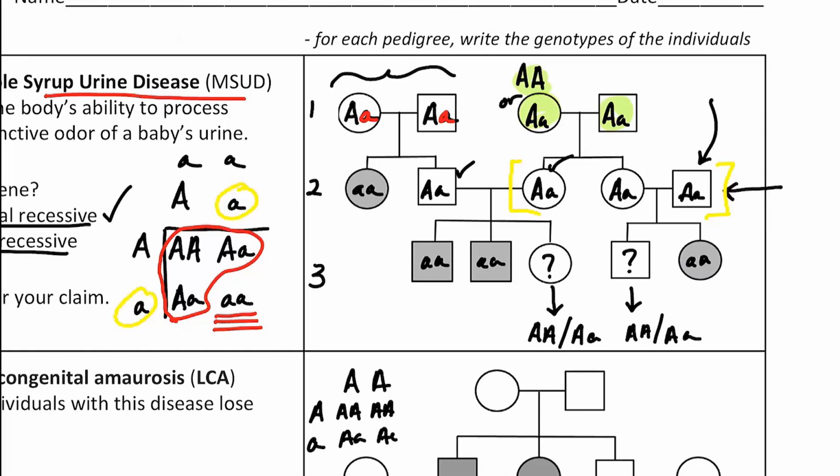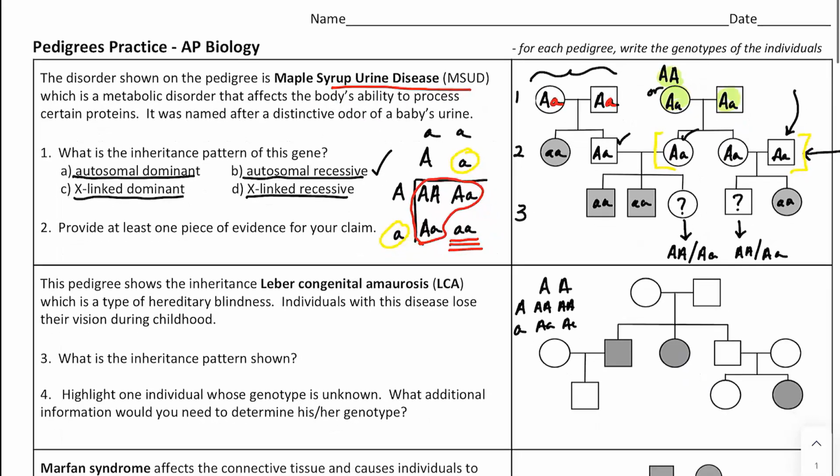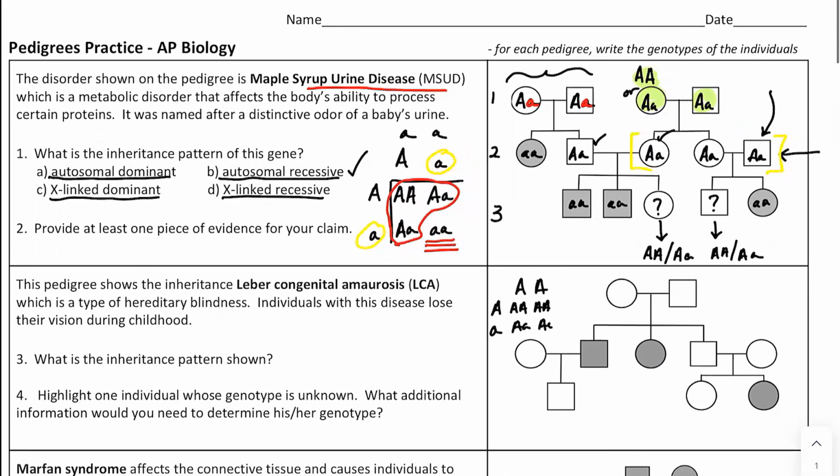All right, so basically I was able to go backwards and forwards here to support my thinking that if I have parents who don't show the disorder, but the offspring do, then clearly this is a pattern that supports that. So I'm 100% certain that this answer here is autosomal recessive. So that is the answer here.